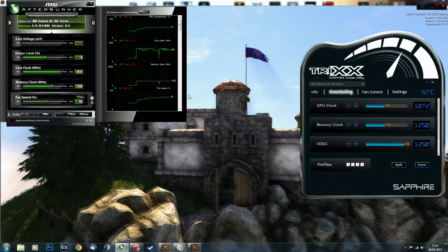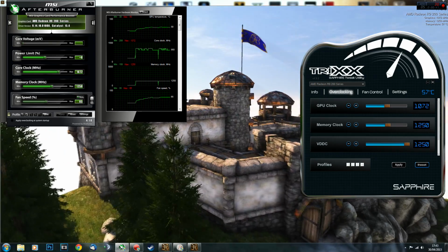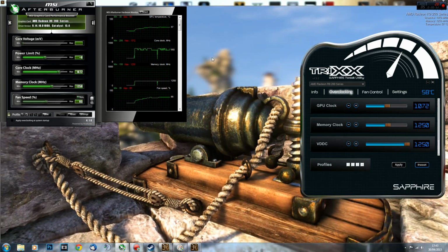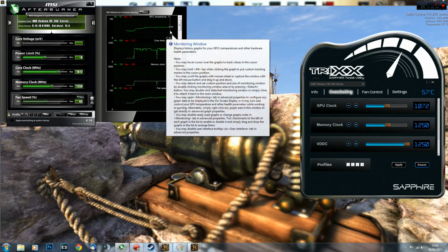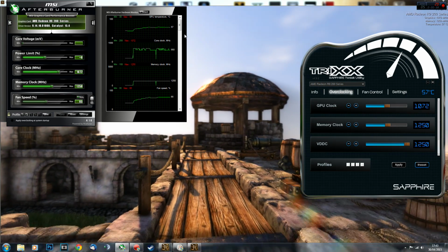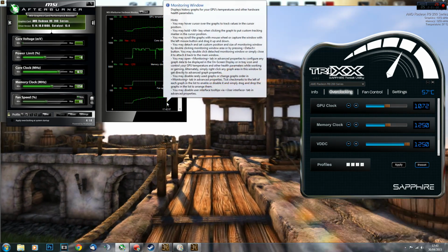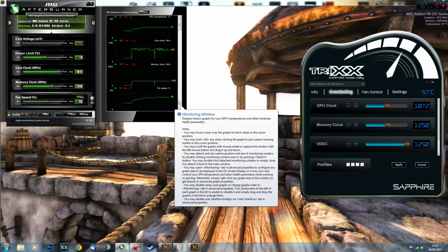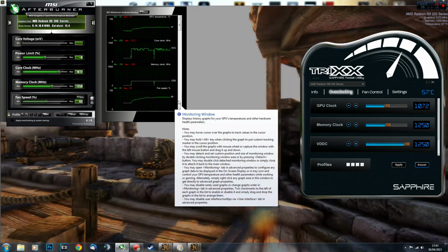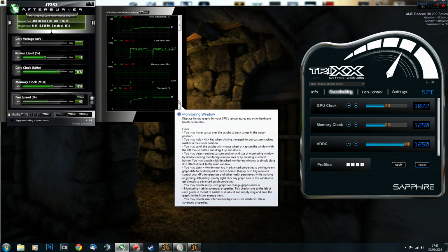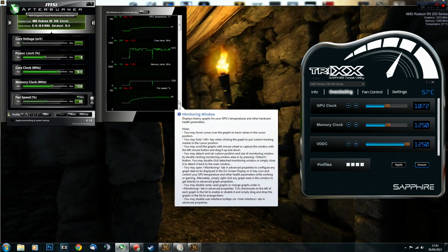So let's talk about what kind of default settings we are having right here. The temperature is coasting at 56 to 58 degrees and the fan speed is at around 65%, which is pretty damn high for a card that is cooled by three fans.